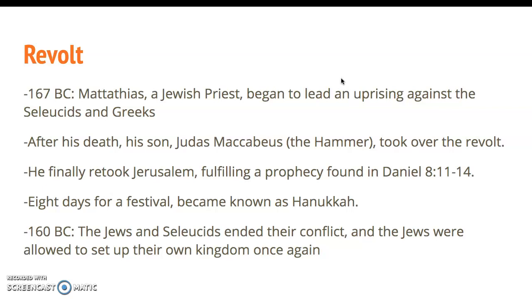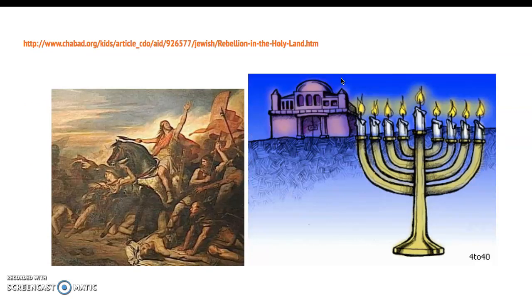They had 8 days for a festival, and a miracle that happened during that time, which allowed the preservation of sacred oil for the lighting of the sacred candles, became known as Hanukkah. We'll talk a little bit more about that as we work through the unit. In 160 BC, the Jews and Seleucids ended their conflict, and the Jews were allowed to set up their own kingdom with their own rules once again. And there's Judah Maccabee, the hammer, right here, and the Hanukkah candles right here.